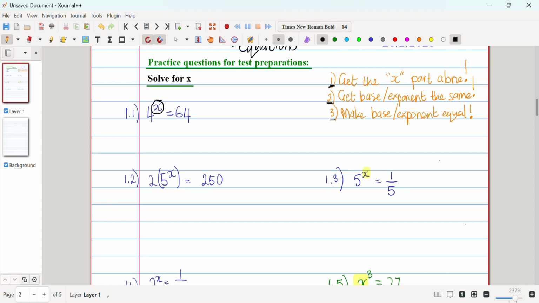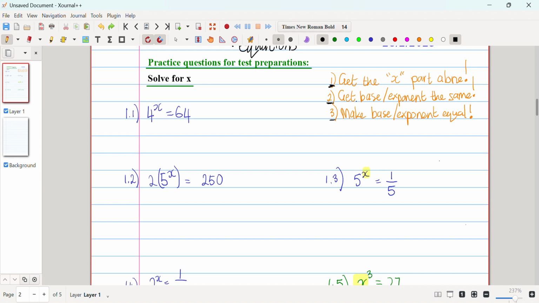So it's 4 to the power of x is equal to 64. Now, let's follow our steps. Get the x part alone. When I say the x part, I mean wherever that exponent is and the base. So it's 4 to the power of x. That is what I mean by my x part. So it is already alone, right? There's no plus 1 on the side, or there's no multiply by 3. It is just alone on that left-hand side.